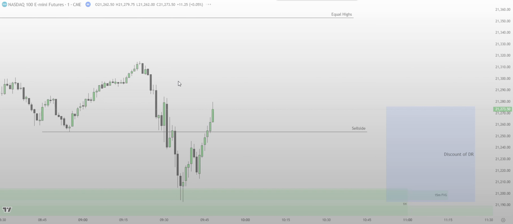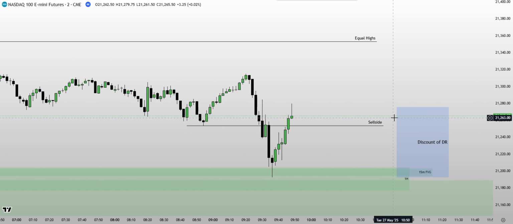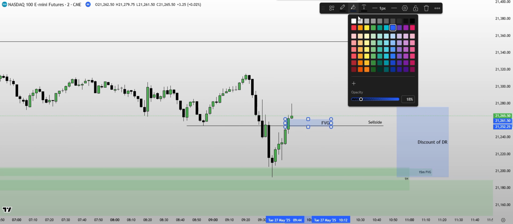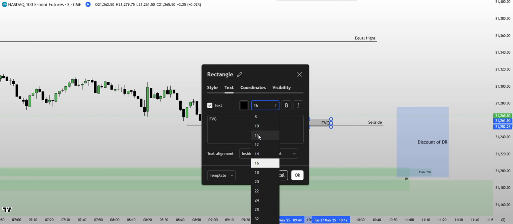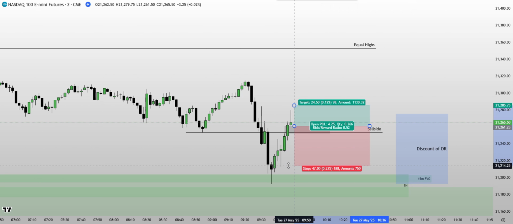I go to the 1 minute, I go to the 2 minute. What are we seeing? All right, here we are. We're in that discount still. Price forms a bullish fair value gap on the lower time frame. Right here. Price clearly breaks structure to the upside. We have PD arrays right here. So this is where I would look for a long.